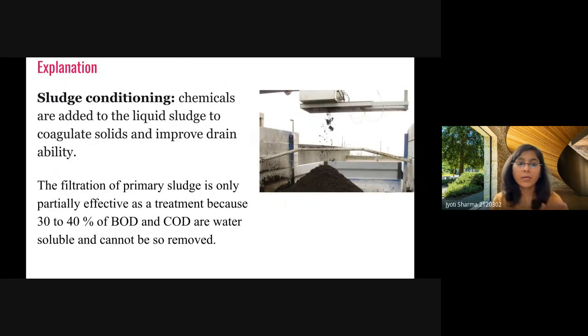So again, in sludge conditioning, we are using chemical. We are adding that chemical into liquid sludge so that we can coagulate the solid and we can also improve the drainability. And the filtration of primary sludge is only partially effective as treatment because this much are water soluble and so cannot be removed.